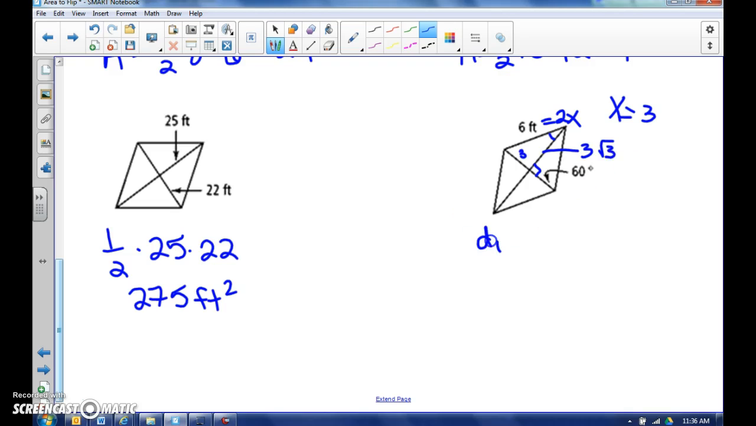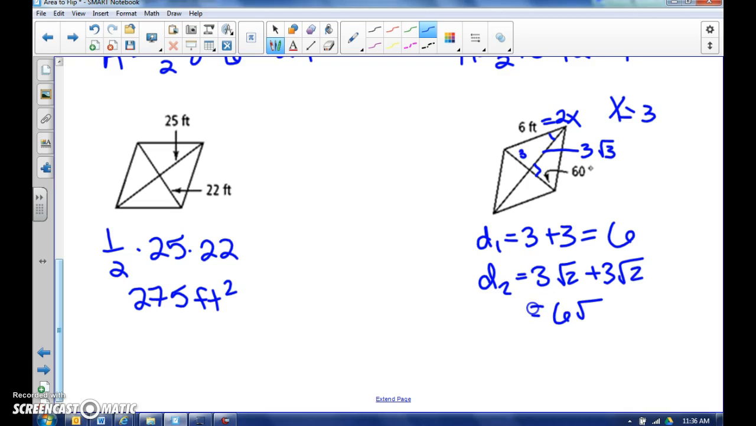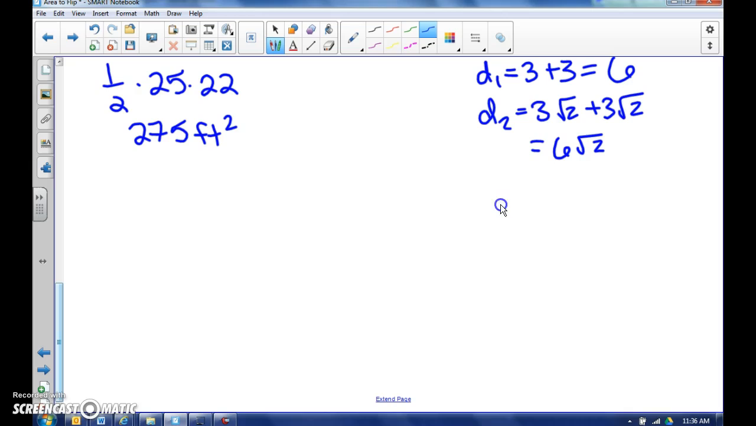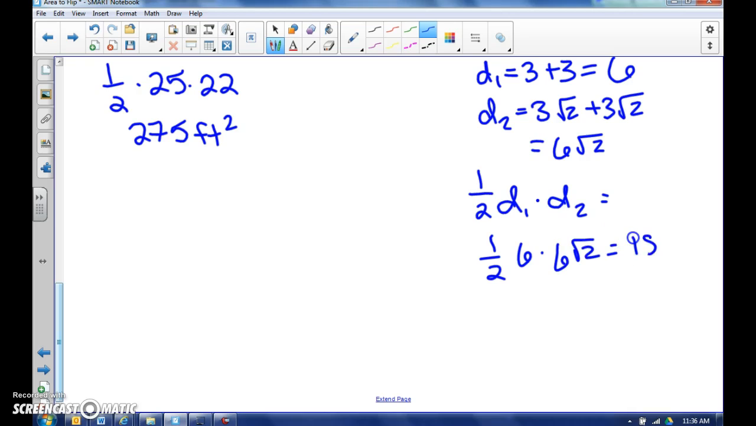So my first diagonal must be 3 plus 3, which is 6. And my second diagonal must be 3 square root 2 plus 3 square root 2, which is 6 square root 2. I'm now going to plug these in to 1/2 diagonal 1 times diagonal 2, which gets me 1/2. Diagonal 1 is 6, diagonal 2 is 6 square root 2. I end up getting 18 square root 2.